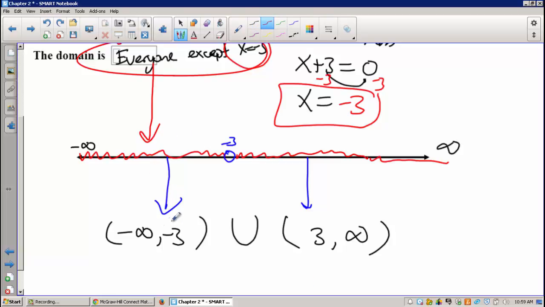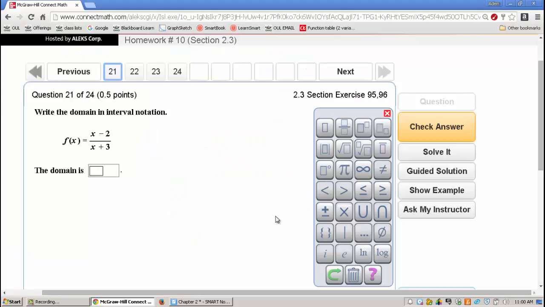Oh, you may say, no, we're not. I see still -3 here. You may say, it's still included. No, look at the parentheses here. You have parentheses here, not brackets. That means you are not taking that end part, -3, in both sides. You're excluding them. So this is what we are going to enter here.